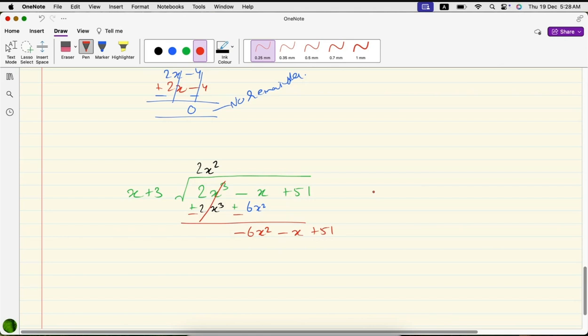So when I go further, right now I'm at 2x squared minus 6x, and then the negative 6x squared cancels, and we're left with negative x plus 51. You multiply it with which number to get minus 6x squared? 6x. That's right.